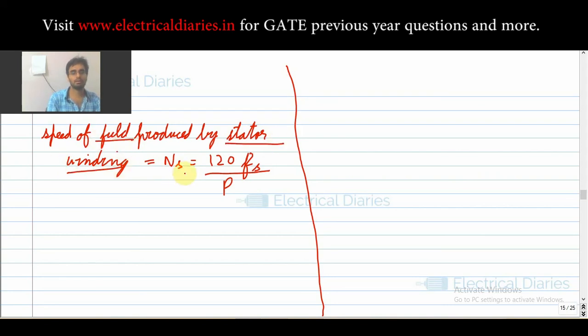The speed of the stator field with respect to the rotor is very important. This ns is with respect to the stator.